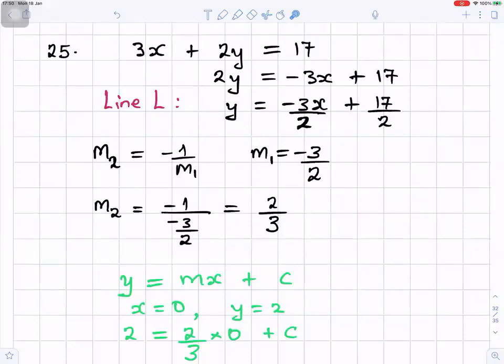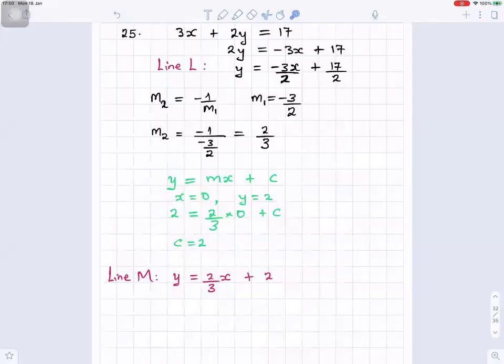Now we can use y equals mx plus c and sub in the values to find c. So knowing that x is 0 and y is 2 from the question, we sub in y is 2, x is 0, and m is 2 over 3. And that will give us 2 over 3 times 0 is 0, and that gives c to be 2. So line M is y equals 2 over 3x plus 2.